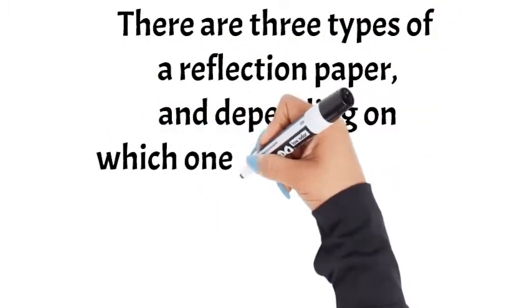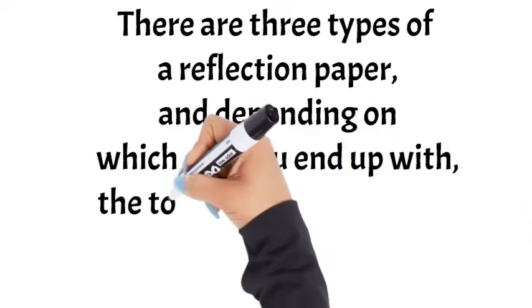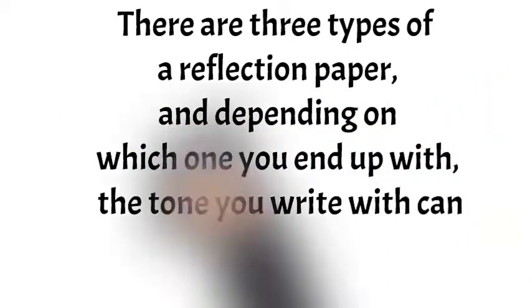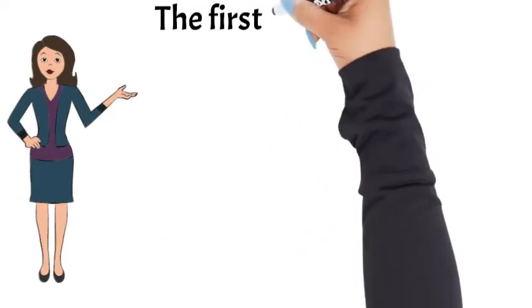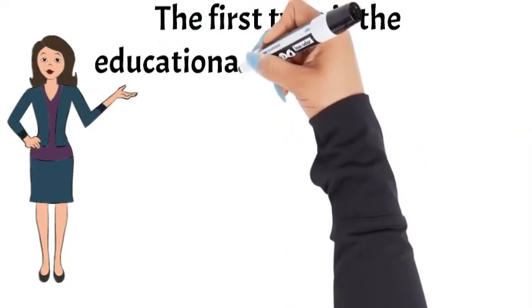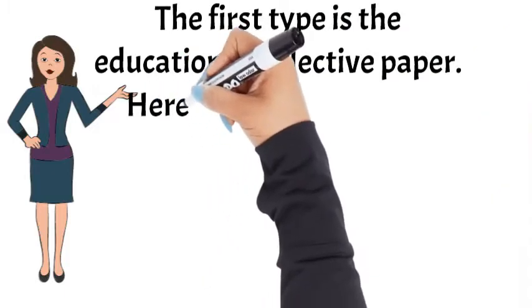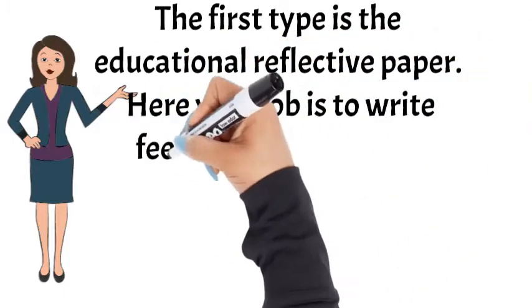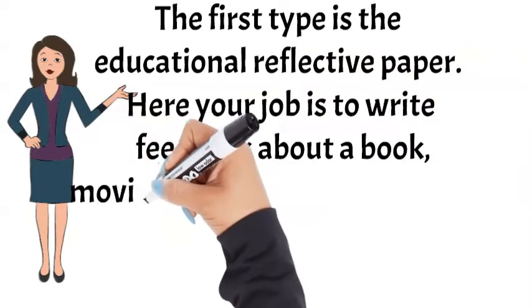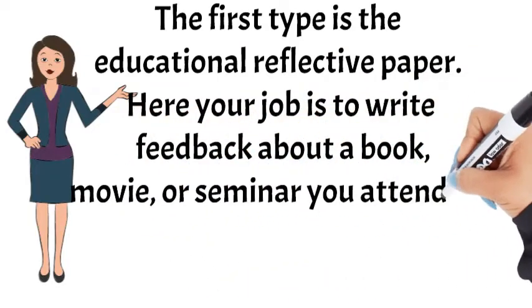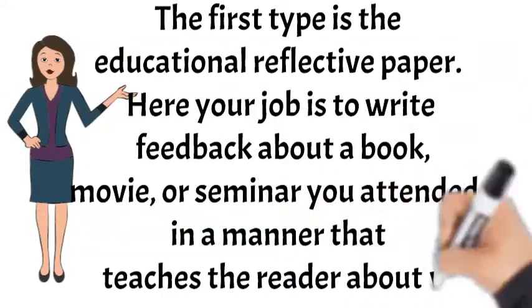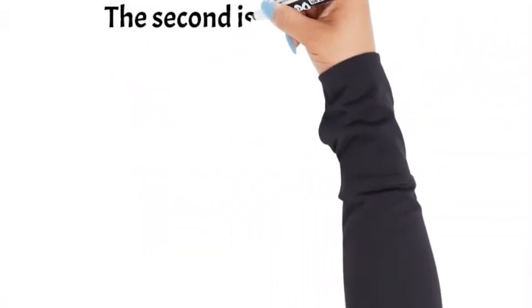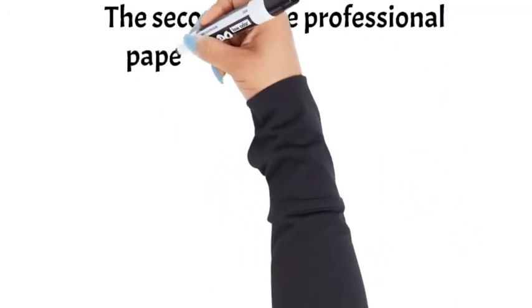Now, there are three types of a reflection paper, and depending on which one you end up with, the tone you write with can be slightly different. Let's consider the first one. The first type is the educational reflective paper. Here, your job is to write feedback about a book, movie, seminar you attended, or a lecture in a manner that teaches the reader about it. You become a person explaining what you learned.